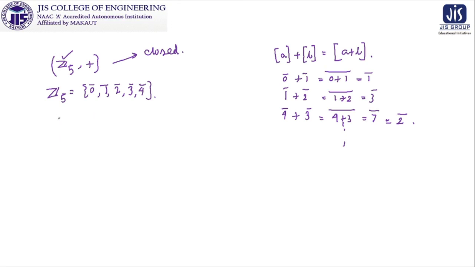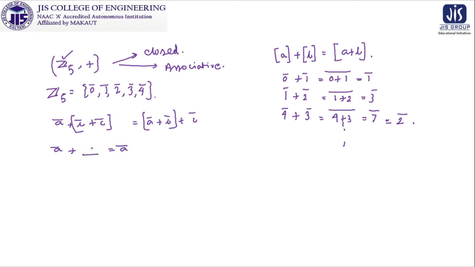Similarly, when you take A class plus B class plus C class, you can get A class plus B class plus C class, that means it is associative. The question is, what about the existence of the identity element? A class plus the identity is equal to A class, and the 0 class is present in this particular set, so it has the identity element in this set.